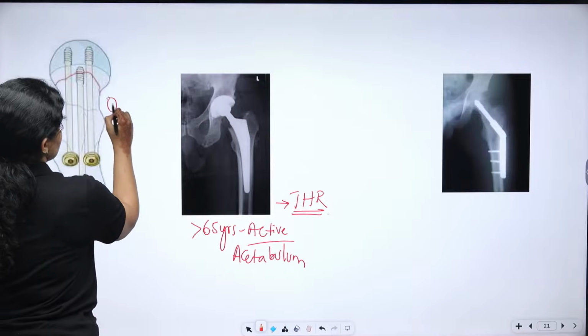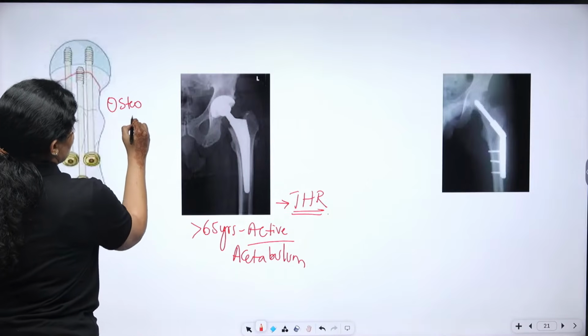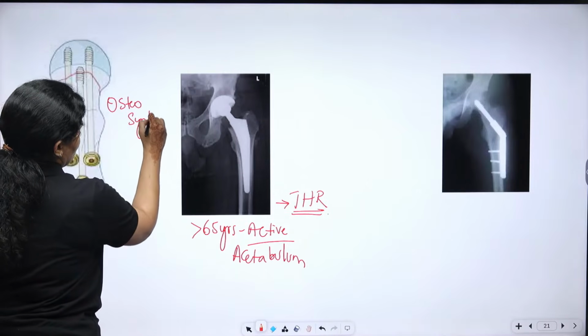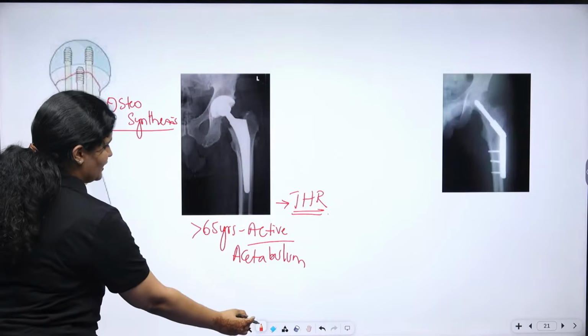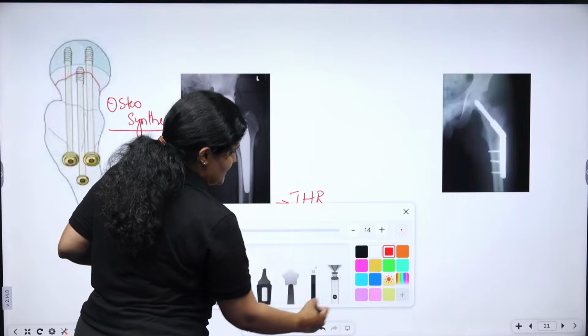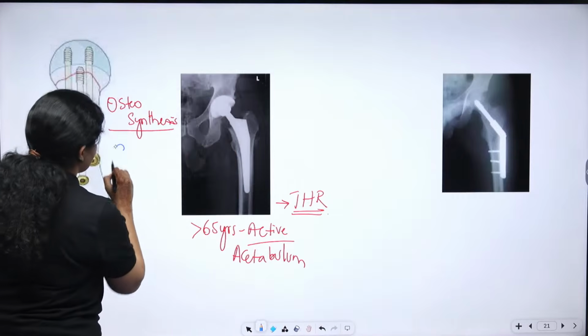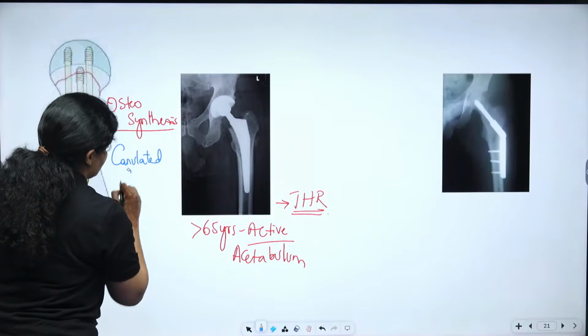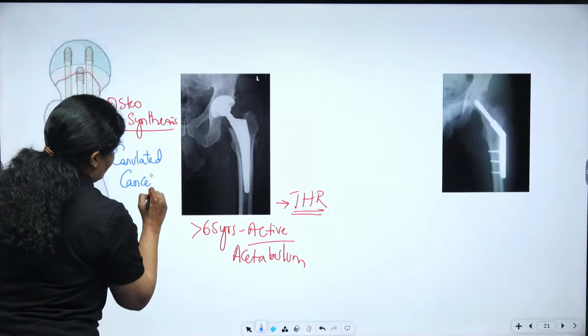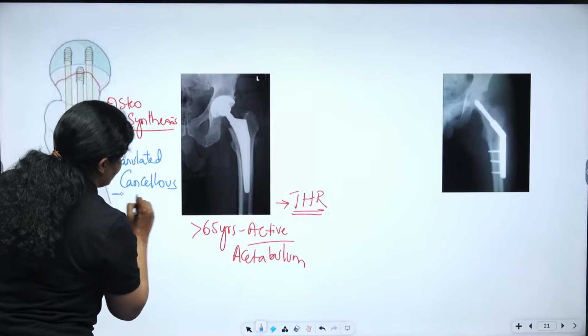called the osteosynthesis. That means you are trying to make the fracture unite. You will do this with a technique called the CC screw. So this is cannulated cancellous screws. Okay, and why are these called cannulated cancellous screws?